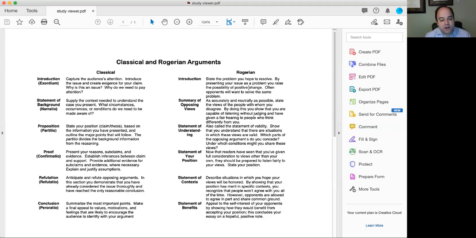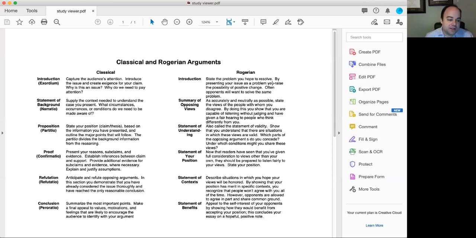If you look at the Rogerian side, the introduction is going to state the problem you hope to resolve. You present your issue as a problem and raise the possibility of positive change. Opposing views are often going to want to solve the exact same problem. So the intro isn't necessarily going to just come out and state your position. You delay that a bit. You describe the problem in more neutral terms.